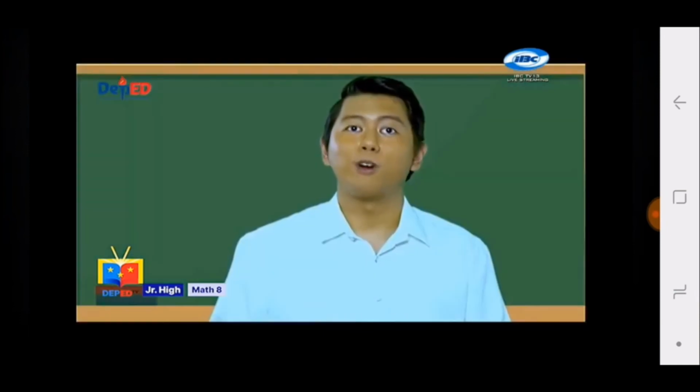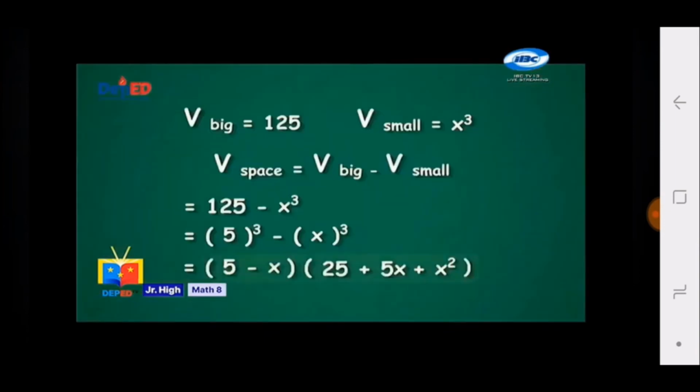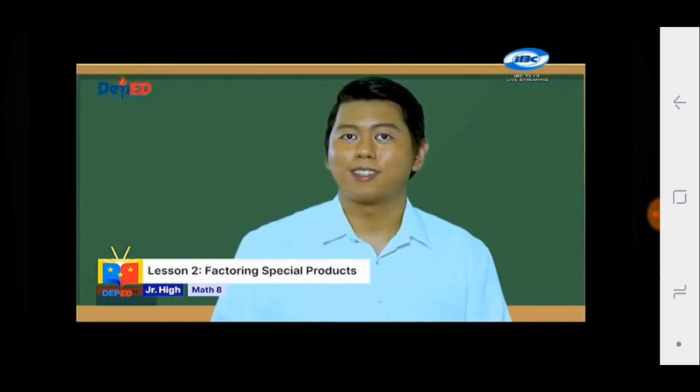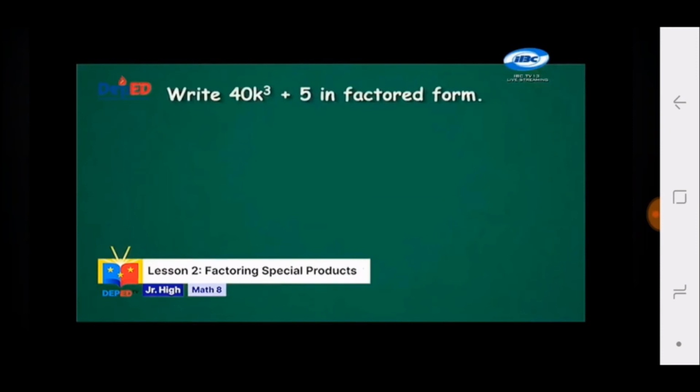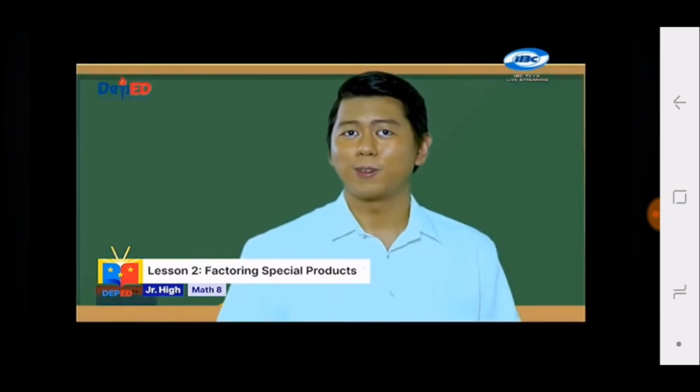The factored form of the amount of space the styrofoam chips need to fill is the quantity 5 minus x times the quantity 25 plus 5x plus x squared. How about this example? Factor 40k cubed plus 5. If you notice, the operation involved is addition, but the terms are not perfect cube expressions. So what else can we do?